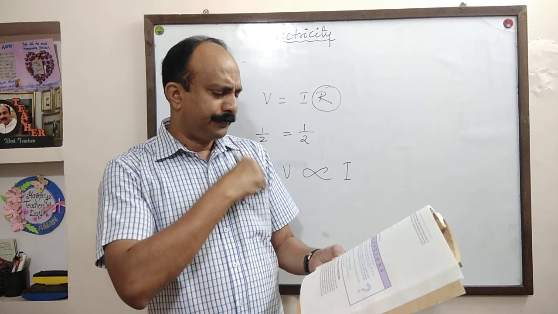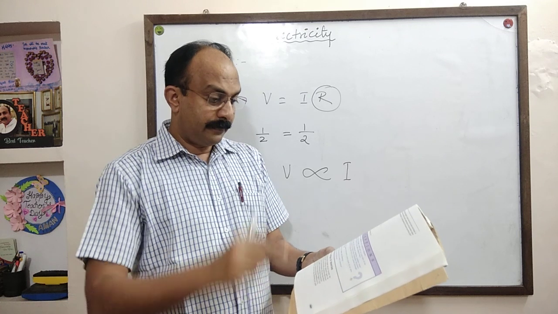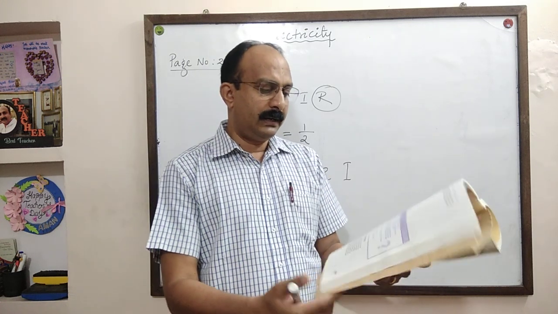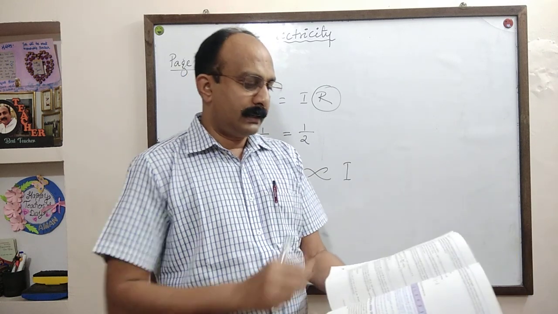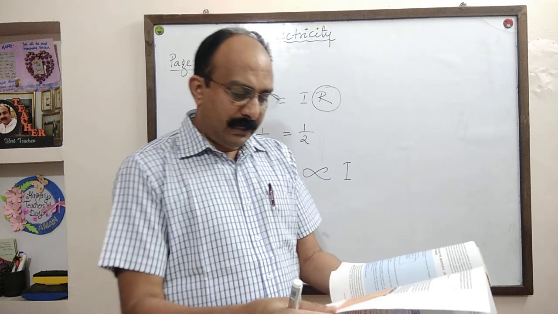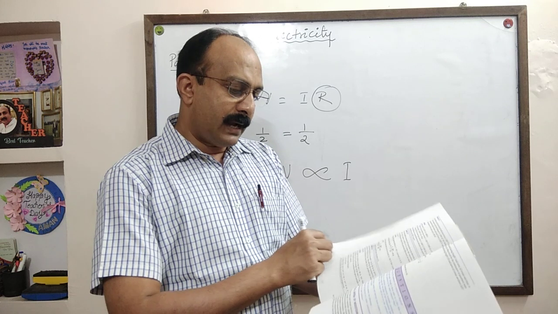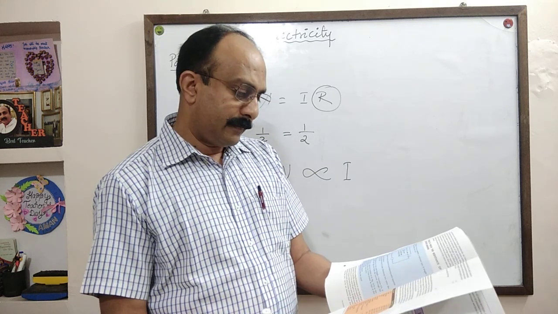Last question. Use the table given in the book, Table 12.2, to answer the following. Number 1. Which among iron and mercury is a better conductor? Iron and mercury, you can see on page number 207 there is a table given of resistivity values and you are asked to find which of iron and mercury is the better conductor.